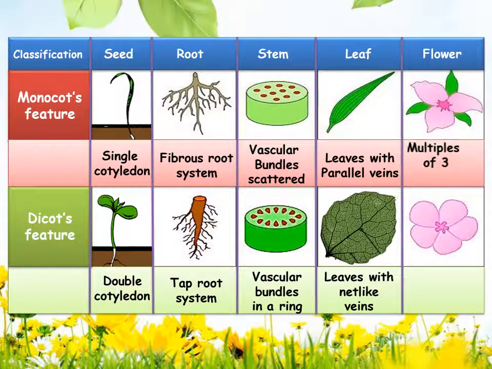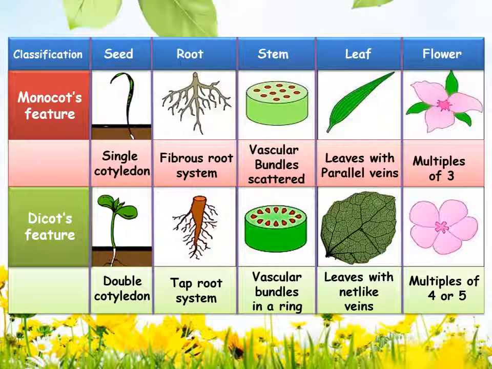Next, the flowers. The monocots feature multiples of 3. So it is only limited to 3. While the dicots feature multiples of 4 or 5. So you can easily spot a difference with a flower, leaf, and stem. Please remember this one, familiarize.